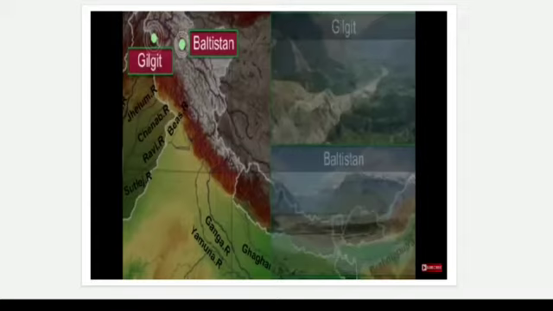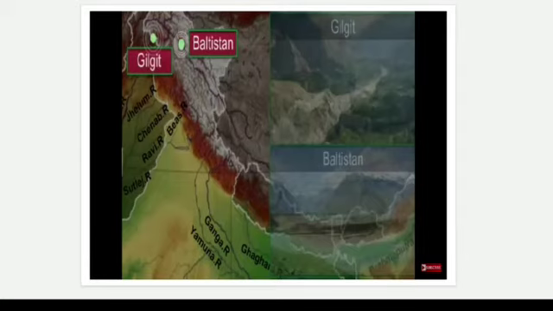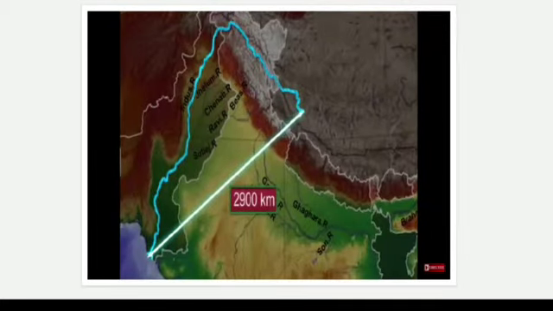Then it moves westward and goes through Baltistan and Gilgit and emerges from the mountains at Attock. Here several tributaries like Jhelum, Chenab, Ravi, Beas and Satluj join the Indus River at Mithankot in Pakistan. Then the Indus flows southwards and finally drains into the Arabian Sea, that is east of Karachi. The length of Indus River is 2,900 km.